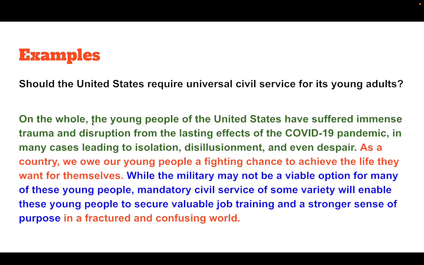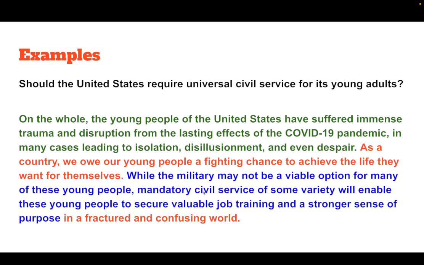So again, I put the overarching umbrella reason first. So that comes first in this construction. And the orange parts indicate why this is an important issue. We owe our young people a future. Our world is fractured and confusing. So this position here, by requiring some sort of mandatory civil service, doesn't really define in the thesis what that might look like. So we can expect that in the essay itself. Like, okay, well, if not the military, what? Well, we read on to figure that out.